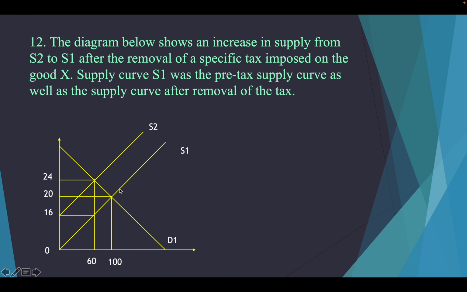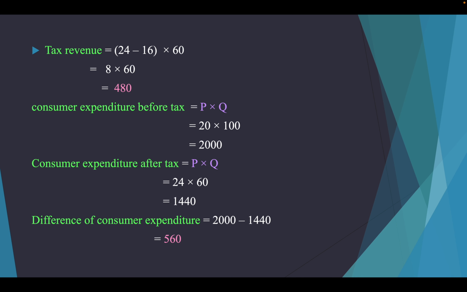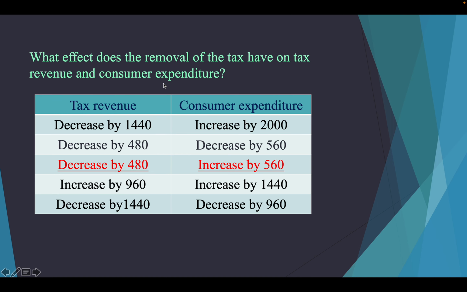So you know this is the tax, and when the tax is removed, the government loses its tax revenue. Here, how to calculate the tax revenue? 24 minus 16 is 8, and the quantity is 60. At that time the tax revenue is 480. So removal of the tax means the tax revenue decreases by 480.